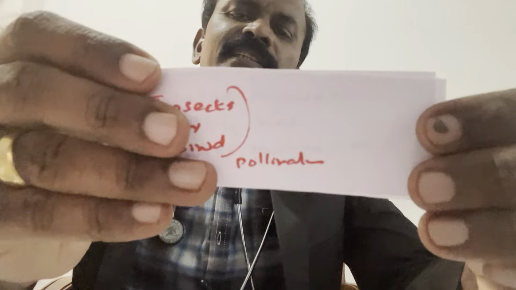Bond between dinucleotide. Tide to tide. Bond between dinucleotide. See, many people know the answer. They don't know the question. 3',5' phosphodiester bond connects, is a bond between dinucleotide.